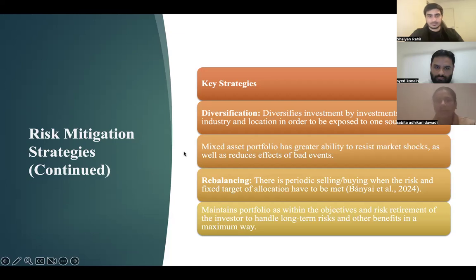Then the mitigation strategies. The key strategy is diversification, which is investing by asset type, industry, and location in order not to be exposed to one source of risk. A mixed asset portfolio has greater ability to resist market shocks as well as reduce the effects of bad events. The other one is rebalancing, the periodic selling and buying of assets to maintain target allocations, keeping the portfolio within the objectives and risk tolerance of the investor to handle long-term risks and maximize benefits. Next slide, please.